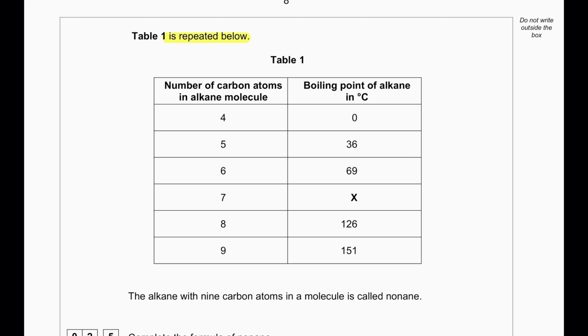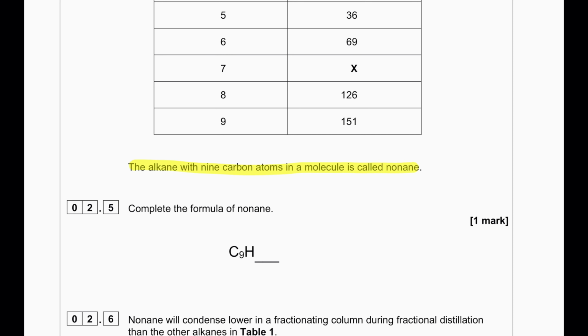Table 1 is repeated below. The alkane with 9 carbon atoms in a molecule is called nonane. Complete the formula of nonane. Since it is an alkane, the general formula is CnH2n+2. So it will be C9H20.